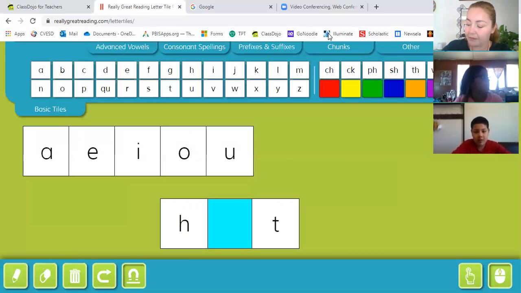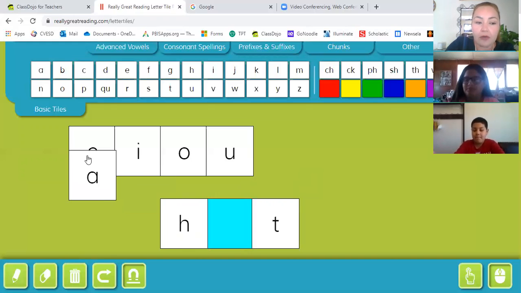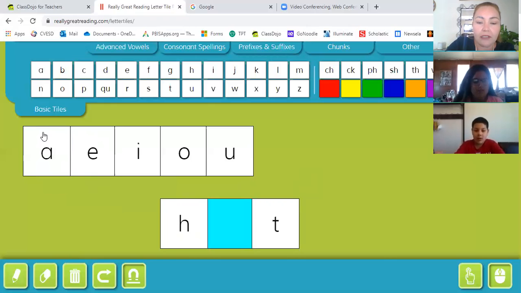Okay. Allison, can you tell me one of your words that was a real word? I wrote hat. All right, so you use the tile A, the vowel A, and it totally makes a word, right? Hat, I had that one written down. Ricardo, like a hat. I wrote it down too. Excellent, Ricardo.